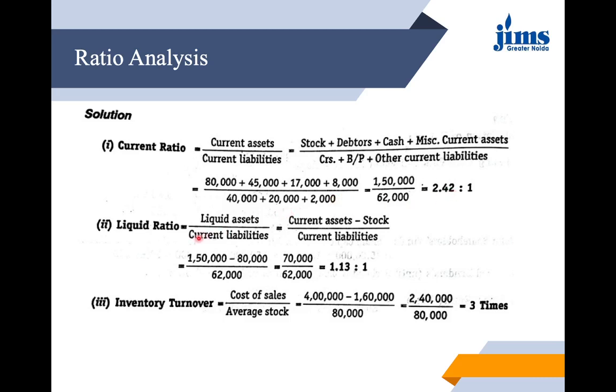The next is your liquid ratio: liquid assets upon the current liabilities. Here only stock needs to be removed, rest everything would remain the same. So liabilities are the same 62,000, and we have subtracted stock of 80,000 from the current assets. So it is coming out as 70,000 and the ratio is 1.13:1.